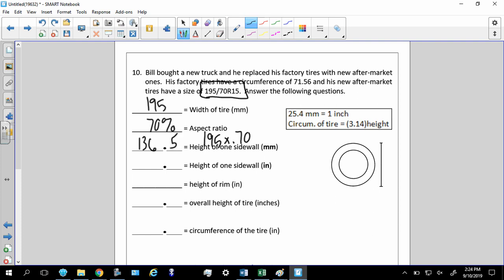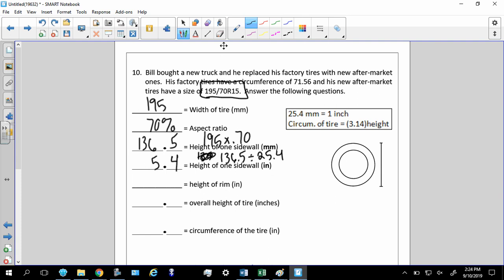136.5 is my answer. I got to convert that height to inches. So I'm going to take 136.5 and divide that by 25.4. I get a sidewall of 5.4 inches.